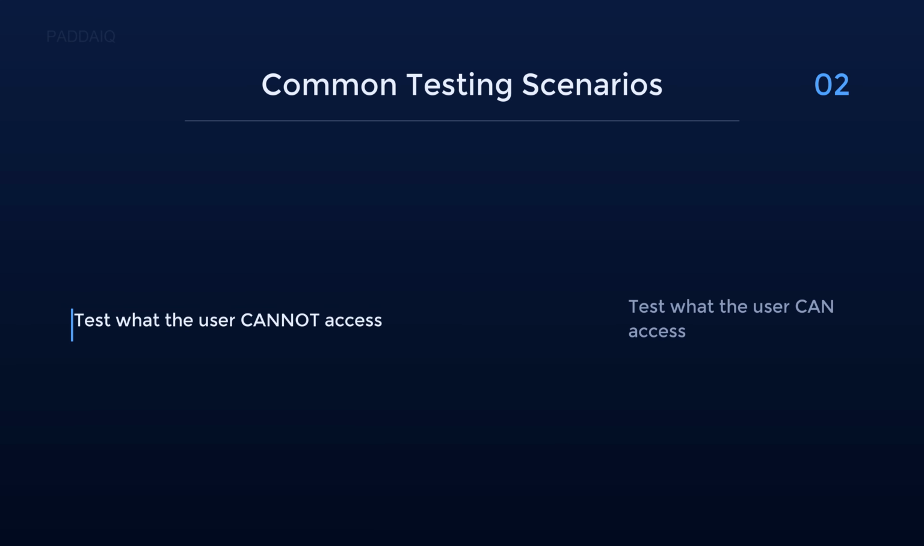Test what the user cannot access. This means verifying that users are blocked from data or functions they should not see. For example, a regular employee should be unable to view confidential payroll information. This is crucial for maintaining security and data privacy in your applications.